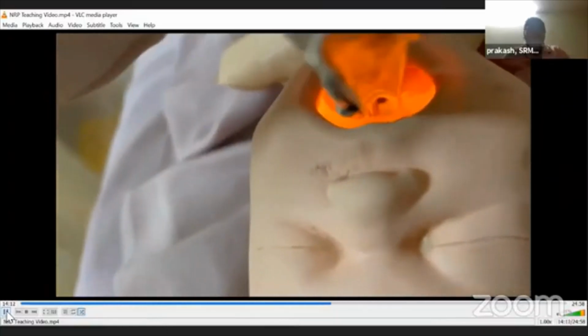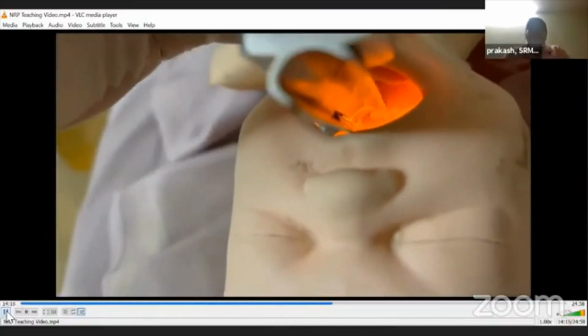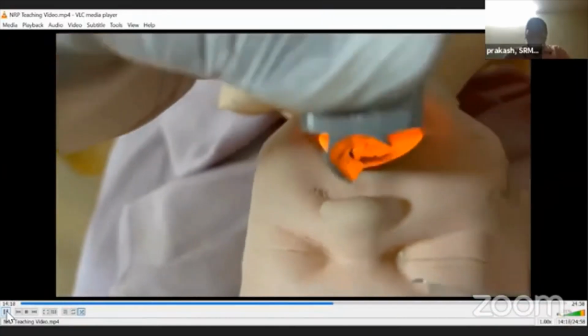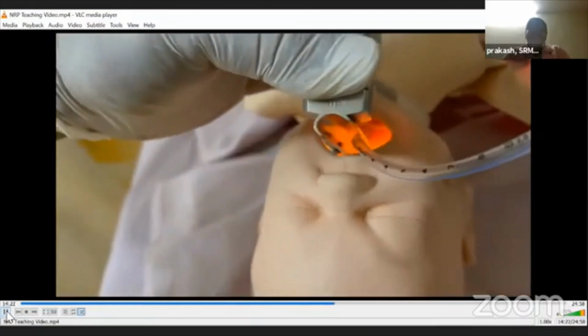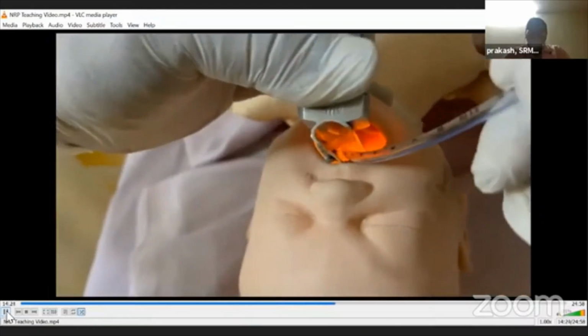A little bit of pressure is required at the base of the epiglottis. Then you can lift the tongue and see the V-shaped vocal cords there. Once you visualize the V structure of the vocal cord, insert the ET tube. Don't go through the laryngoscope blade's channel.